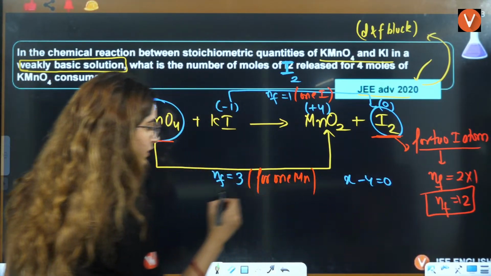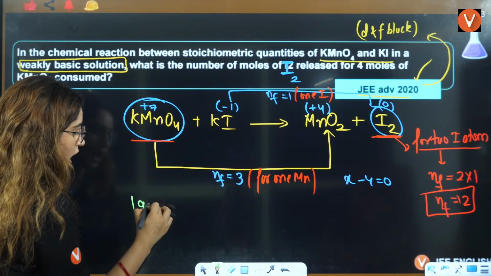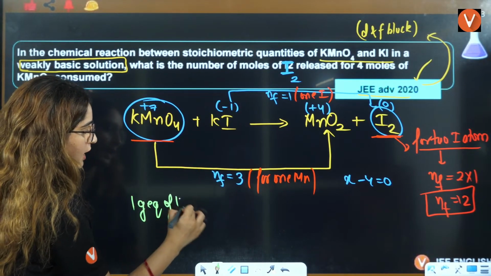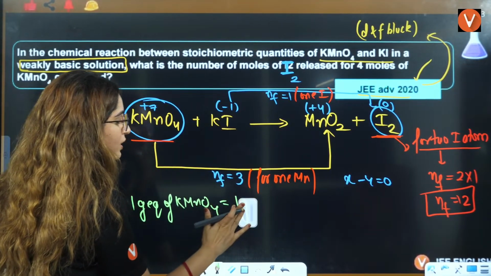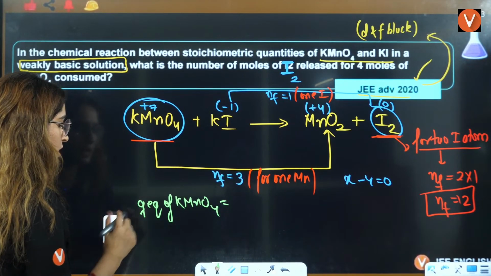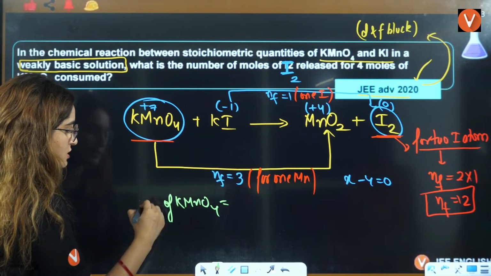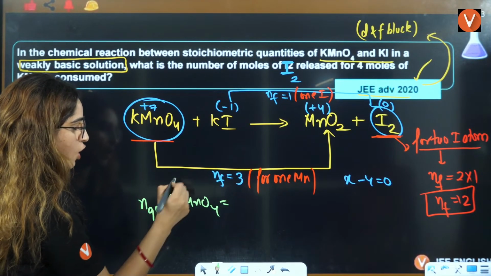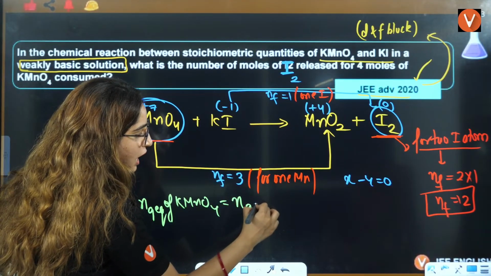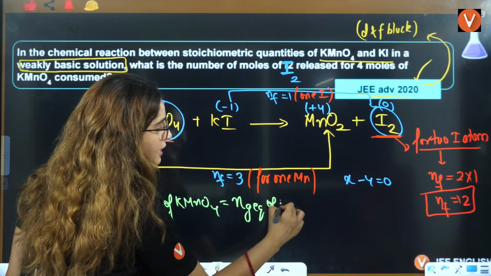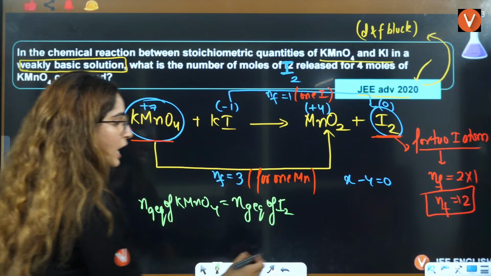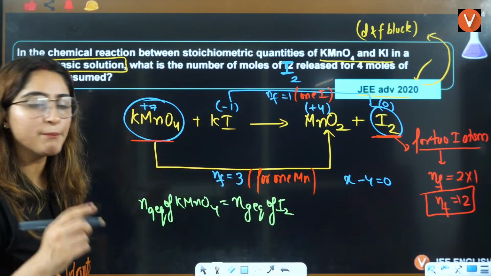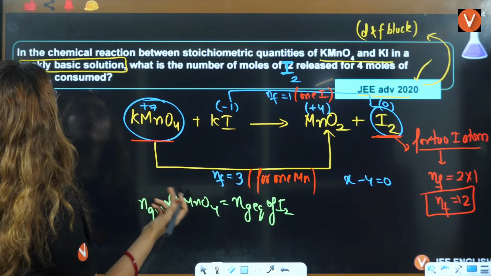So I'll just write it here only. Number of gram equivalents of KMnO4 is equal to number of gram equivalents of I2. Okay. Number of gram equivalents has the formula number of moles times n factor. KMnO4 has how many moles?